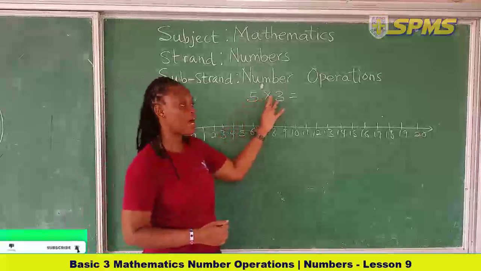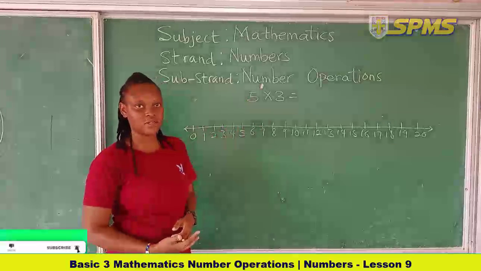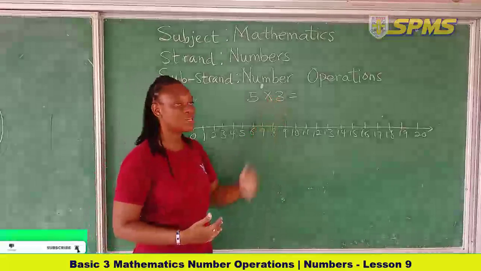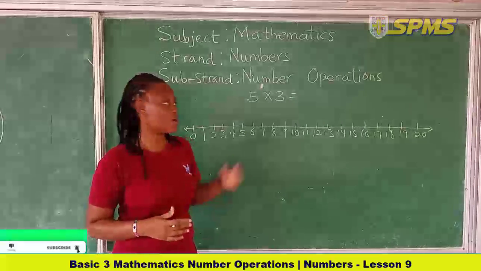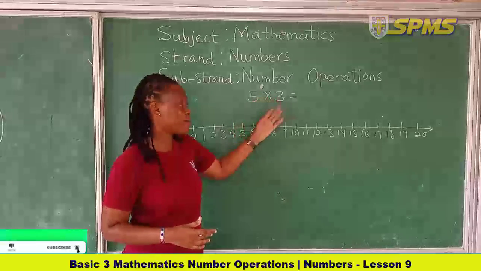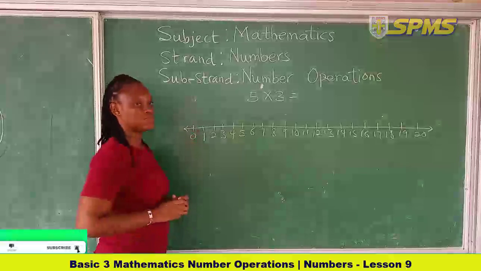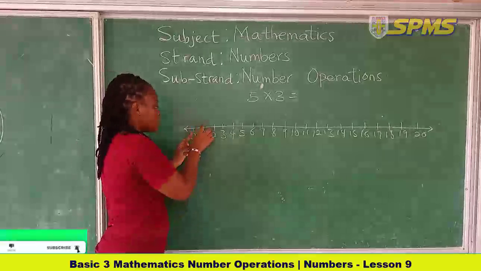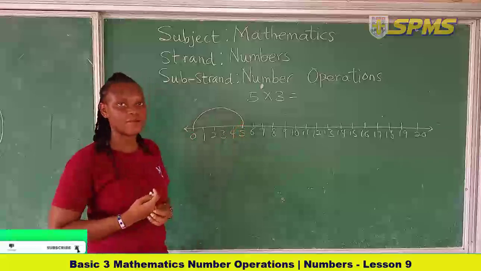Good. So we have 5 times 3. We are going to count in 5s. We are going to count in 5s to have 3 umbrellas. I hope that is clear. We are counting in 5 to have 3 of the umbrellas. Good. Let us start from 0. So we are counting in what? 5. So 1, 2, 3, 4, 5. So we have our first umbrella here.